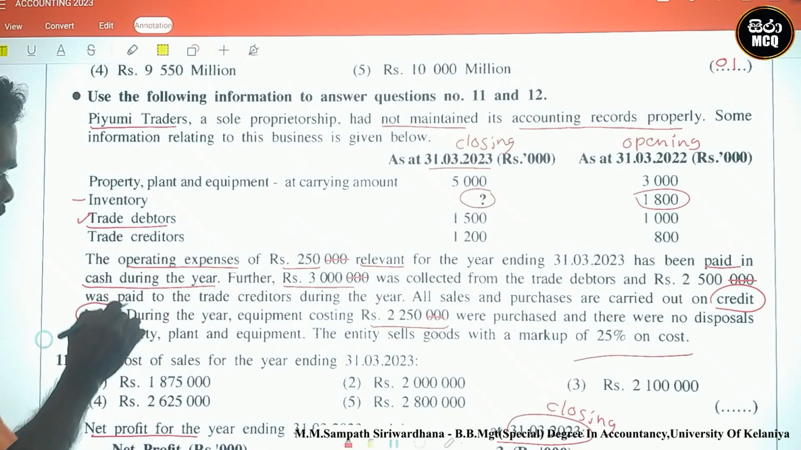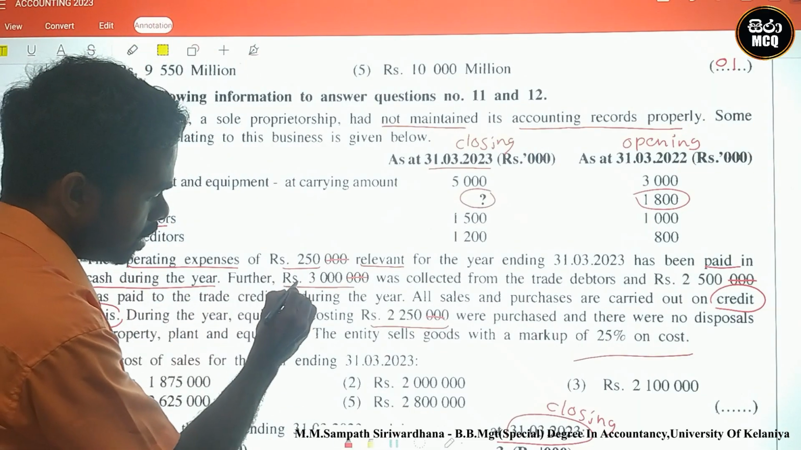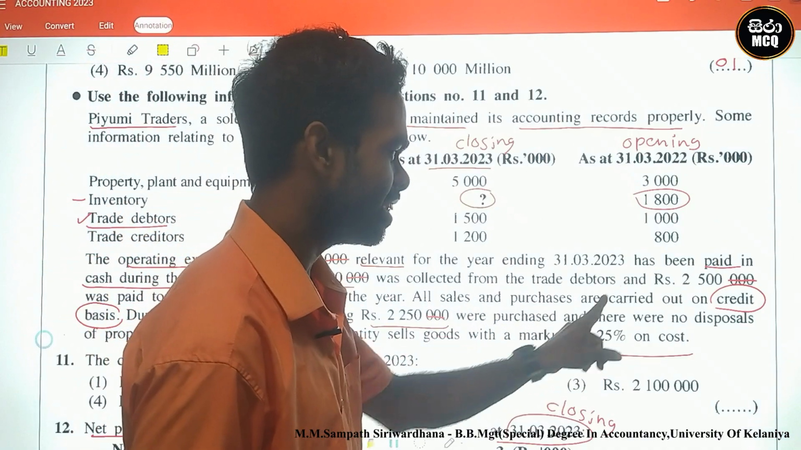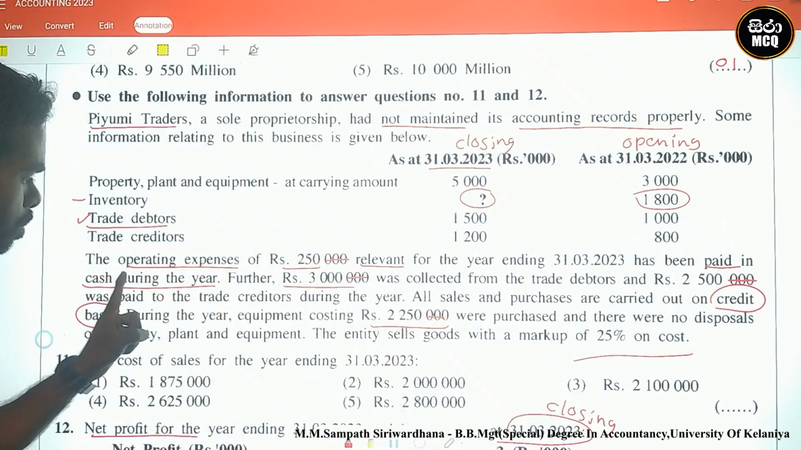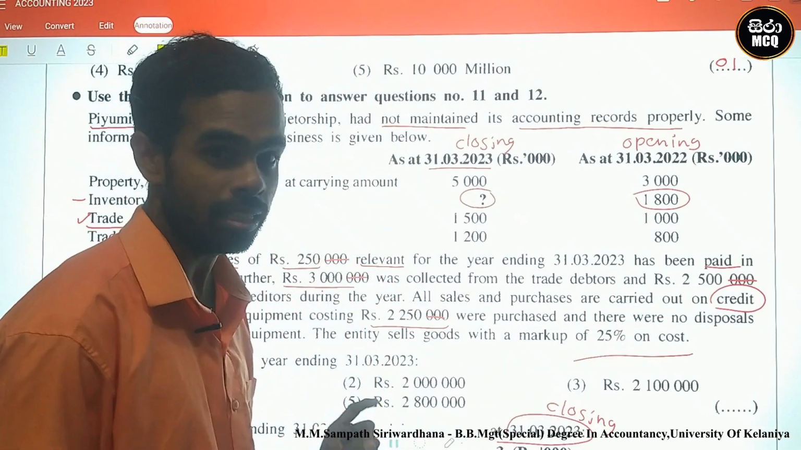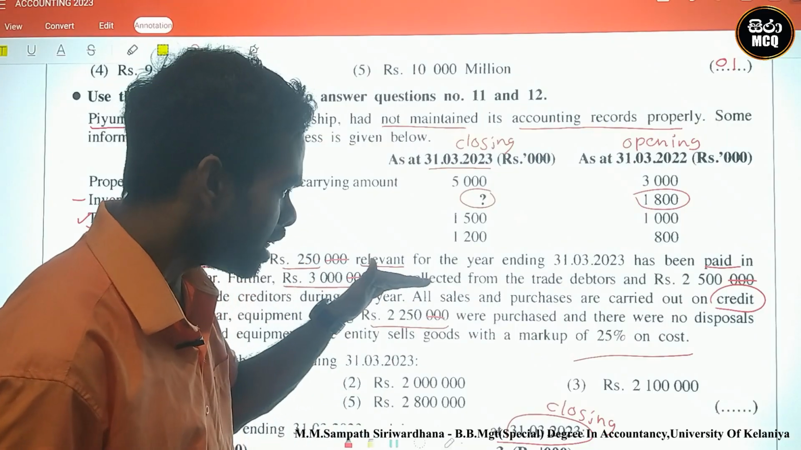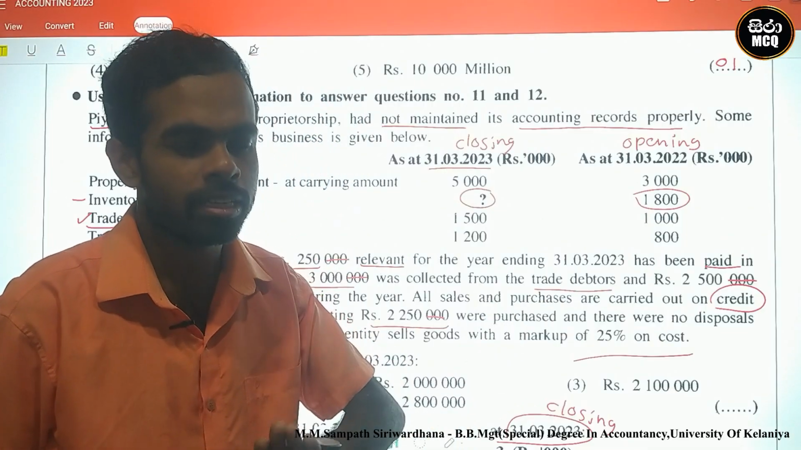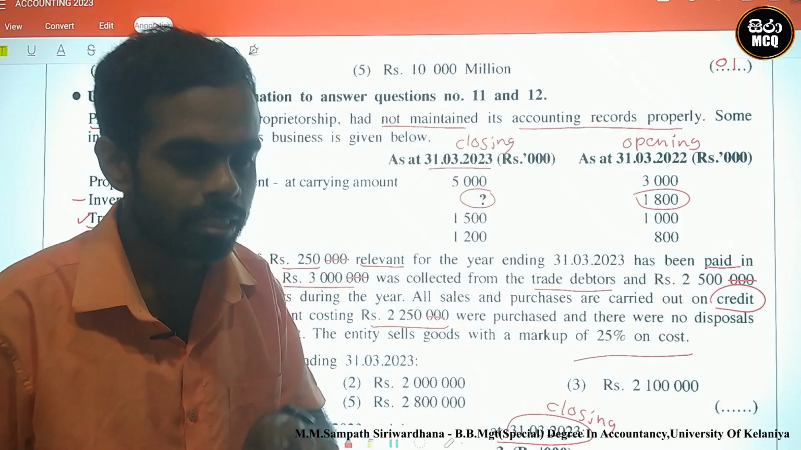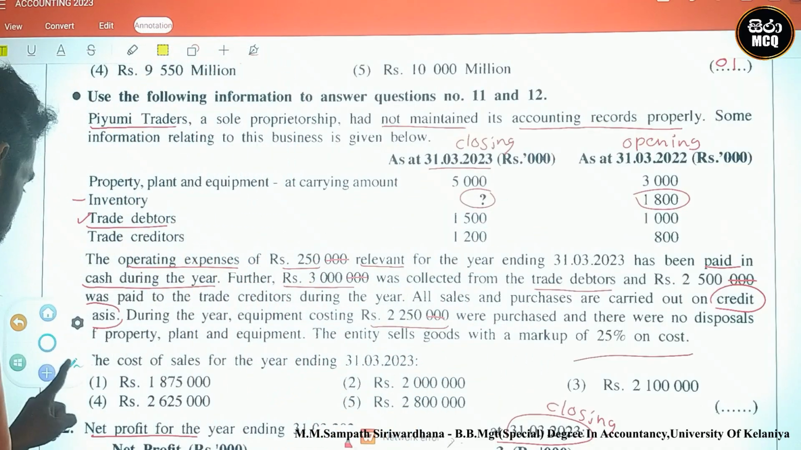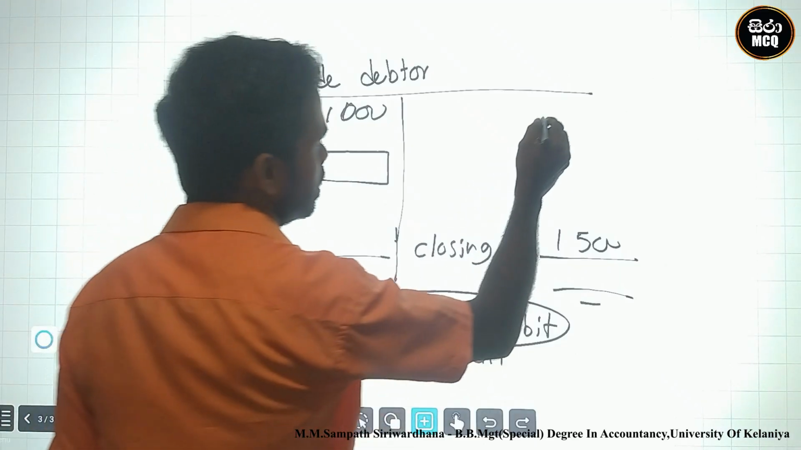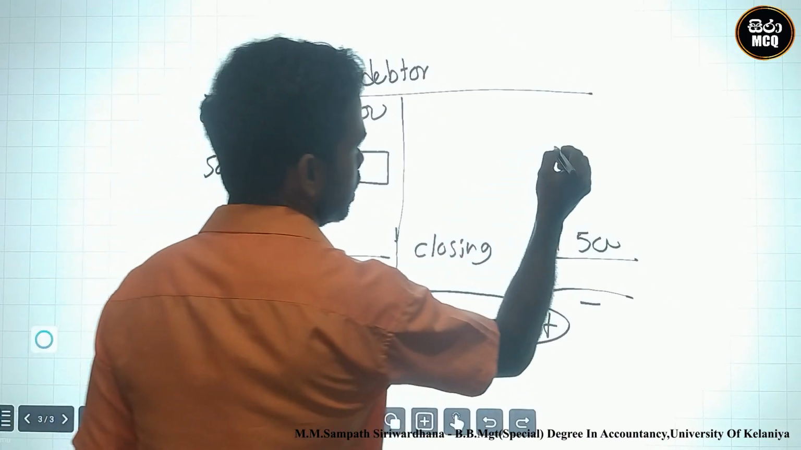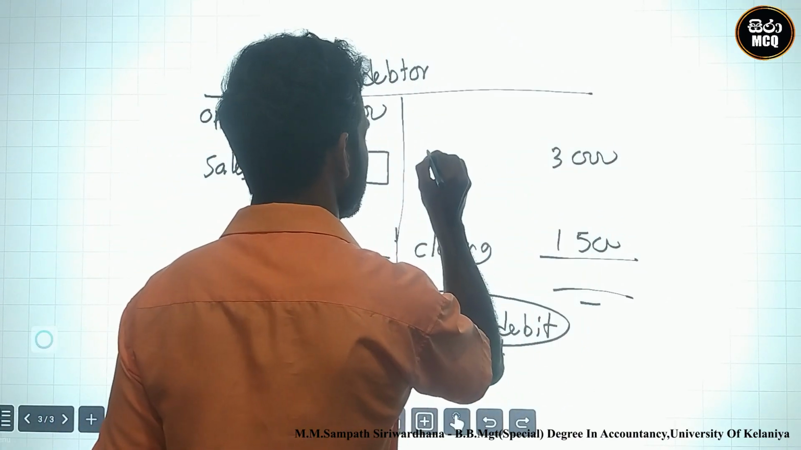What is that? Look here, they said that a further 3000 was collected from the trade debtors and 2500 was paid to the trade creditors during the year. Do you know, for 3000 collected from trade debtors, what is the double entry? Cash debit, trade debtors credit, 3000. Okay, this is the cash.